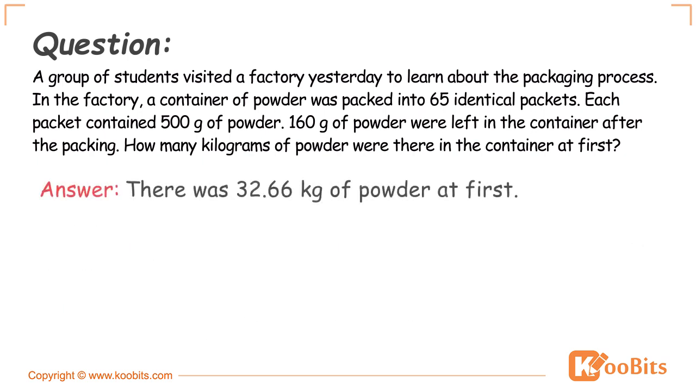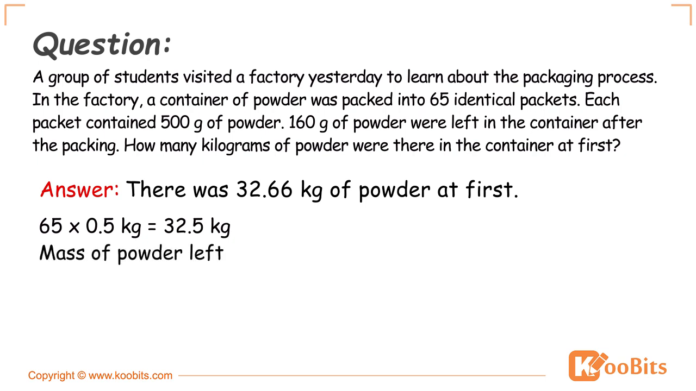From our answer, we know that there was 32.66 kilograms of powder at first. Let's multiply 65 packets of 0.5 kilograms each and see if we get a remainder of 160 grams. 0.5 kilograms multiplied by 65 is equal to 32.5 kilograms. In kilograms, the mass of powder left is equal to 32.66 kilograms minus 32.5 kilograms equals 0.16 kilograms.